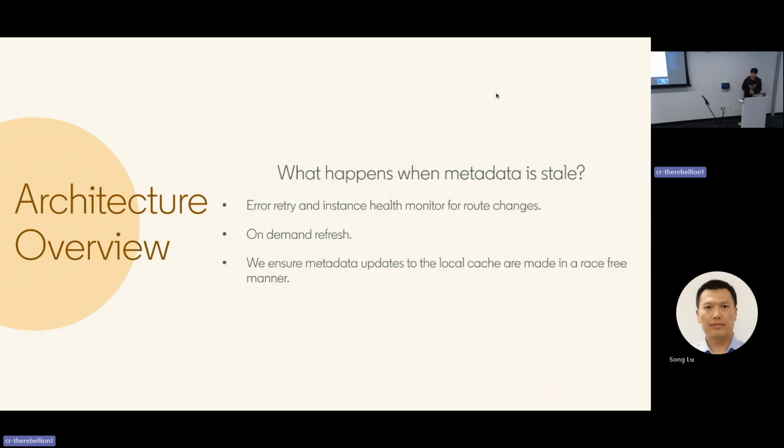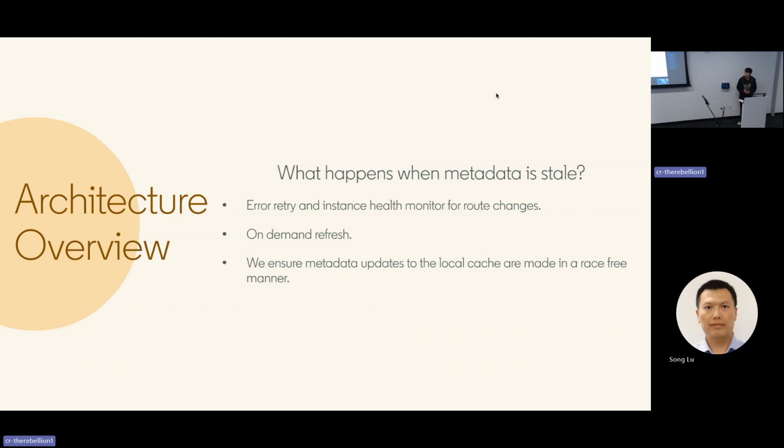So what happens when metadata is stale? Your servers can crash, and the routing table can change without you having the latest metadata. So we have error retry and an instance health monitor to help mitigate the impact of these route changes. They don't happen often, but when they do, we send out another request and hit a different replica. If all the replicas are down at the same time, then it doesn't matter if you have up-to-date metadata or not, you won't be able to get the request. But in most cases, only one replica is down, and it's temporary. In the backend, we also quickly try to bootstrap a new replica for you.